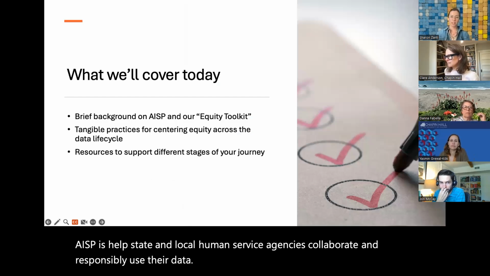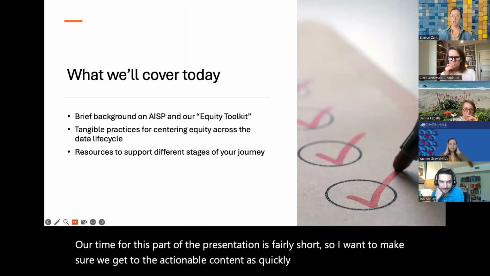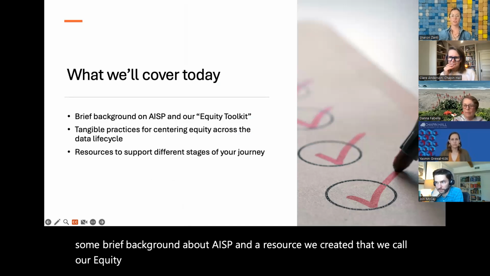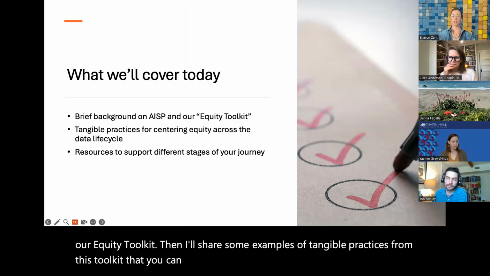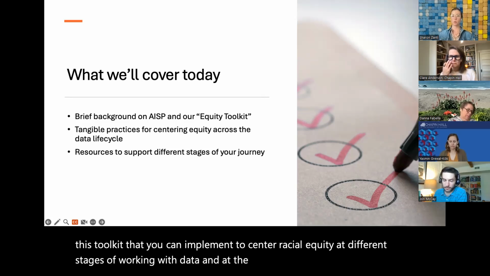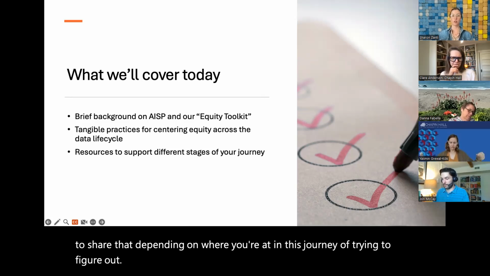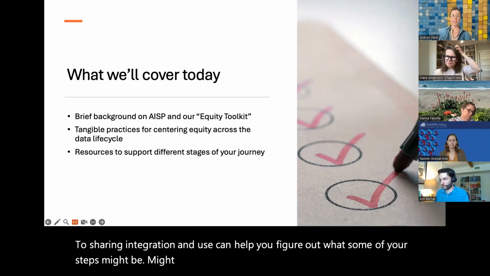Our time for this part of the presentation is fairly short, so I want to make sure we get to the actionable content as quickly as possible. I'll start with some brief background about AISP and a resource we created that we call our Equity Toolkit. Then I'll share some examples of tangible practices from this toolkit that you can implement to center racial equity at different stages of working with data. And at the end, I'll leave some resources to share that, depending on where you're at in this journey of trying to figure out data sharing, integration, and use, can help you figure out what some of your steps might be.